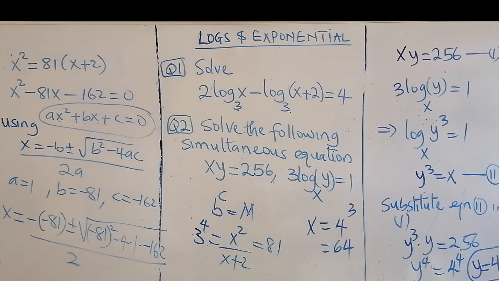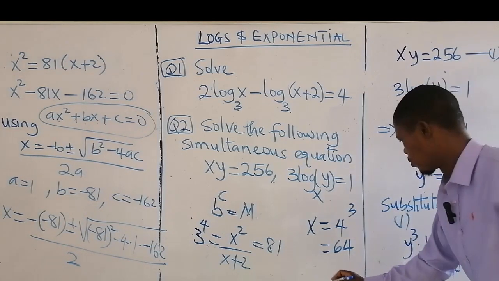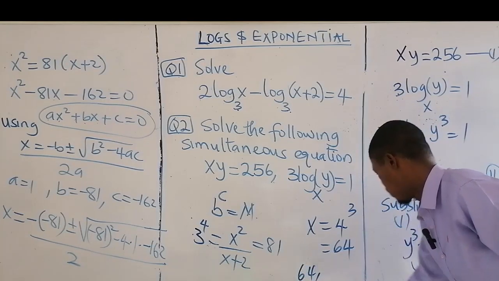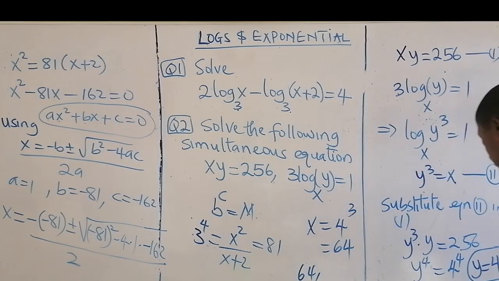So we can write it in coordinate form. That will be x comma y equal to 64 comma 4. So that is the value for this equation.